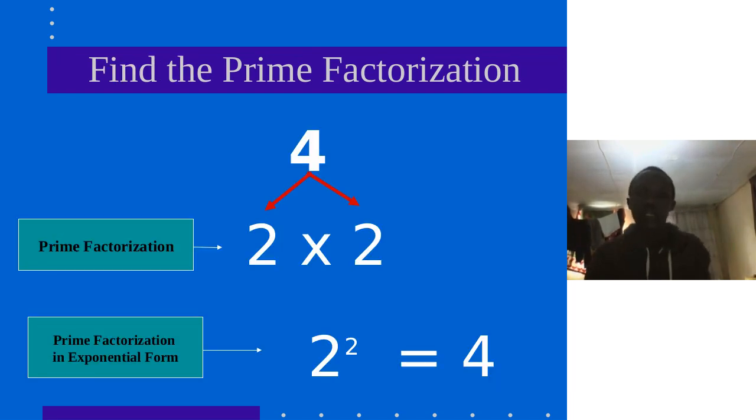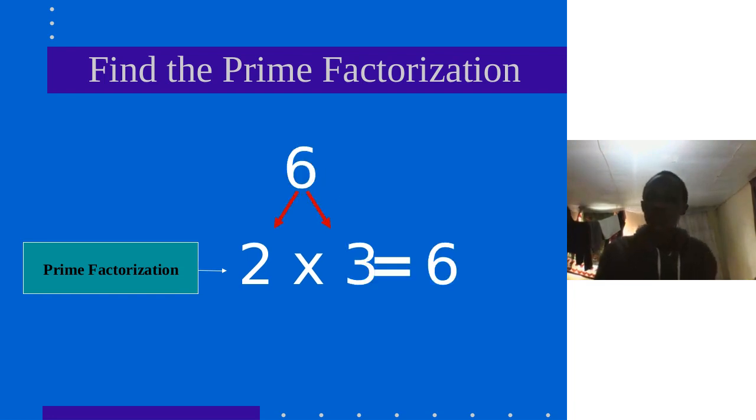So, for example, we have the factor 4, which is equal to 2 times 2. And our next example is the factor 6, which is 2 multiplied by 3 is equal to 6. Hope our class is fine.